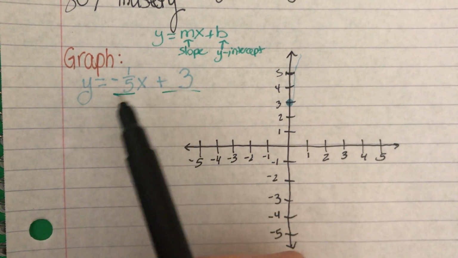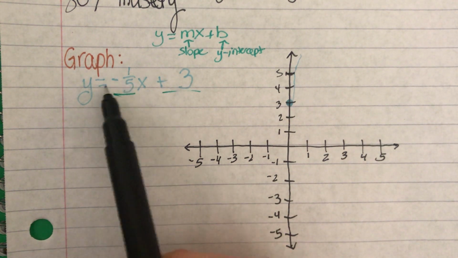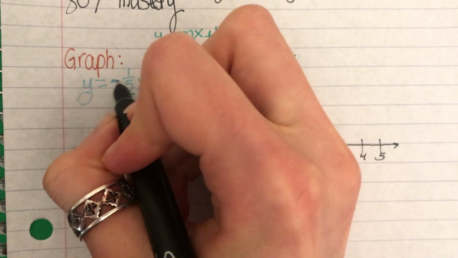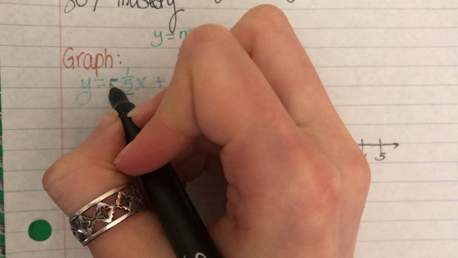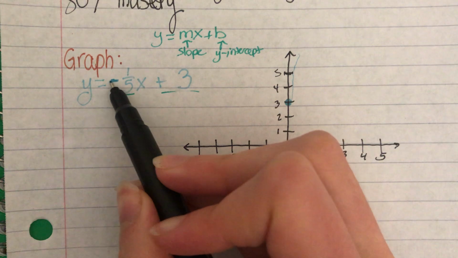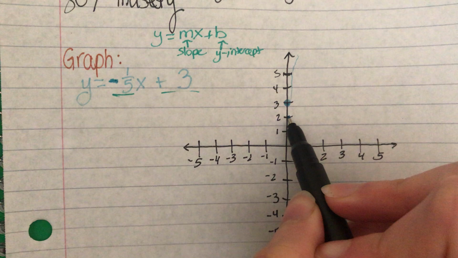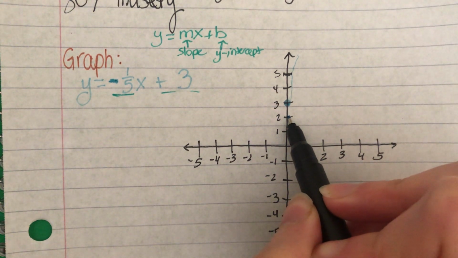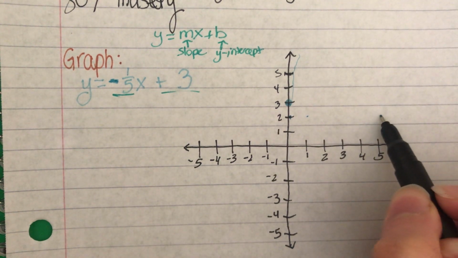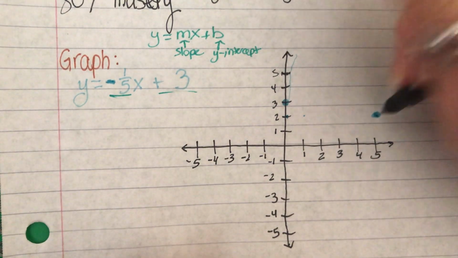Now what this does not mean is -1/-5, because a negative divided by a negative would just be positive. What this does mean is we apply the negative sign to the numerator. So from this point we're going to go down 1. We're going down because this is a negative. And then we're going to go over 5. It's a +5, so we're going to go to the right 5. We count 1, 2, 3, 4, 5, and that is where our second dot goes. So again, we use the slope to help us find the second point.